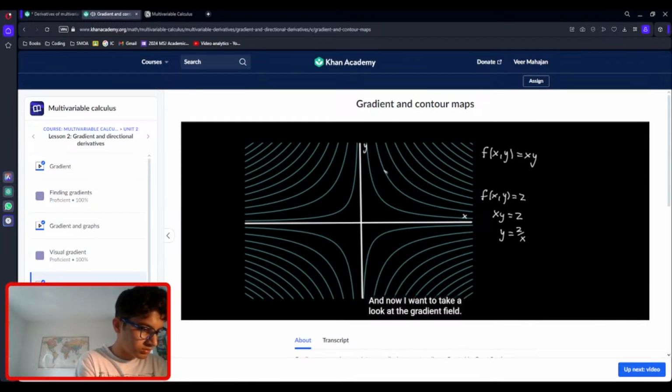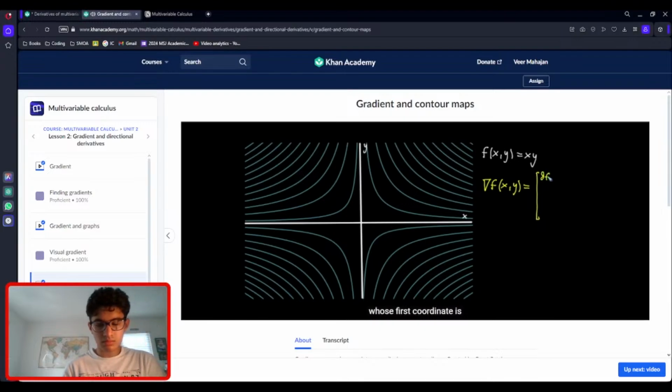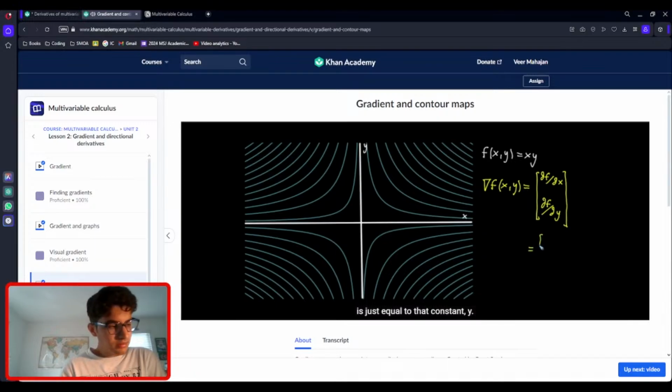And now I want to take a look at the gradient field. The gradient, if you'll remember, is just a vector full of the partial derivatives of f. Let's write it out. The gradient of f, with our little del symbol, is a vector-valued function of x and y, whose first coordinate is the partial derivative of f with respect to x, and the second component is the partial derivative with respect to y. When we do this for our function, for the partial derivative with respect to x, x looks like a variable and y looks like a constant, so the derivative is just that constant, y. And the reverse for the partial derivative with respect to y: y looks like a variable, x looks like a constant, and the derivative is just that constant, x.